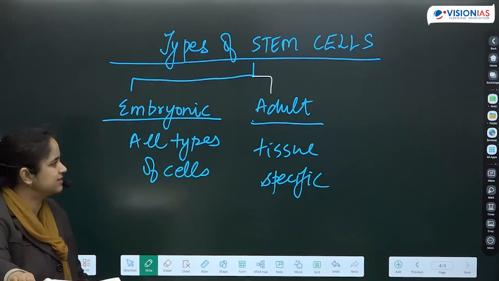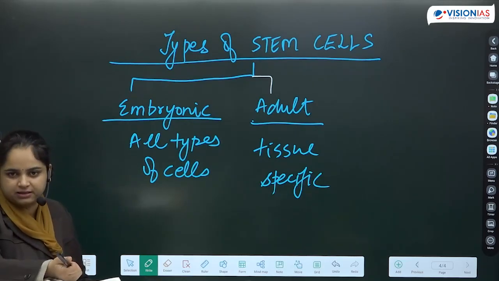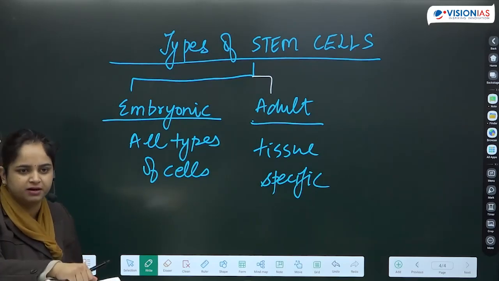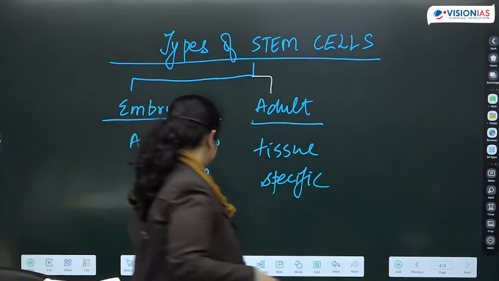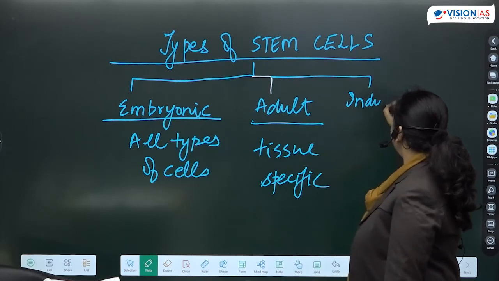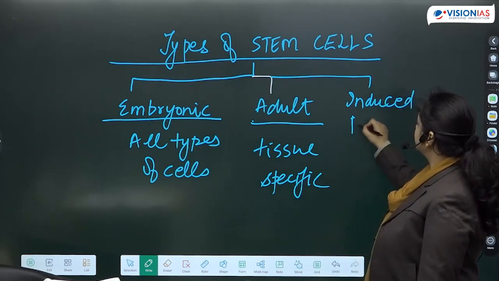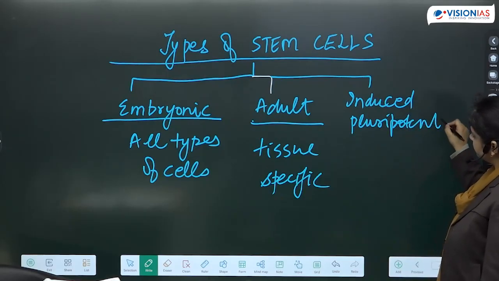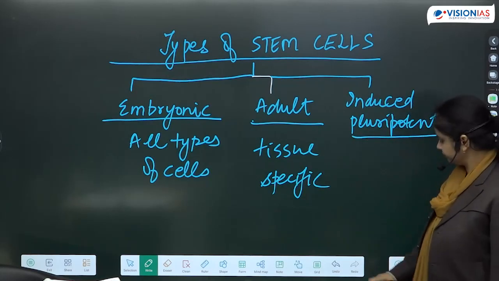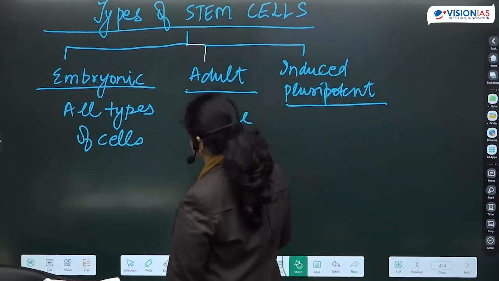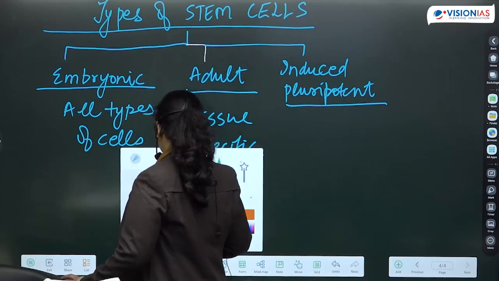Now, there is another type of stem cells, but this type is not found naturally. This is something which we have created through experimentation. So, artificially, we have produced them in the lab, and they are called induced pluripotent stem cells. This is the third and the last type of stem cells.